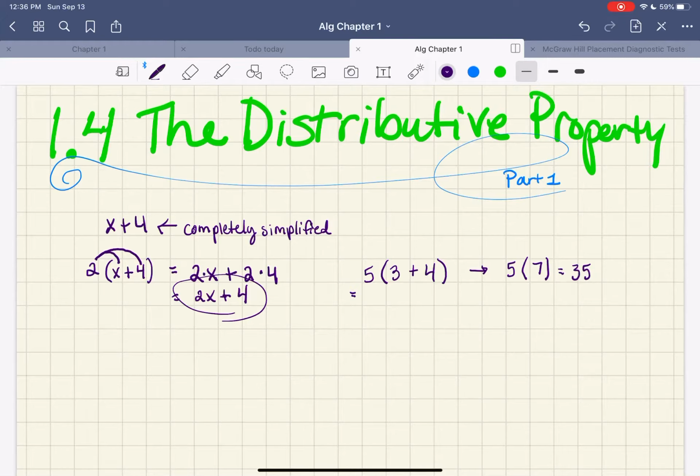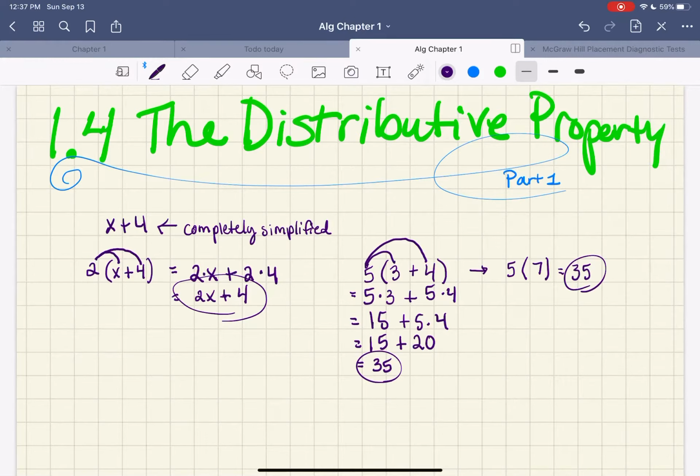I can use the distributive property for this as well. And I could say, okay, well, let's try solving it with that. I'm going to do 5 times the 3, and then 5 times the 4. So 5 times 3 plus 5 times 4. And I get 5 times 3 is 15, plus 5 times 4, which is 20. And then 15 plus 20 is going to give me 35, which is exactly what I got over there. So that is proof that this works.